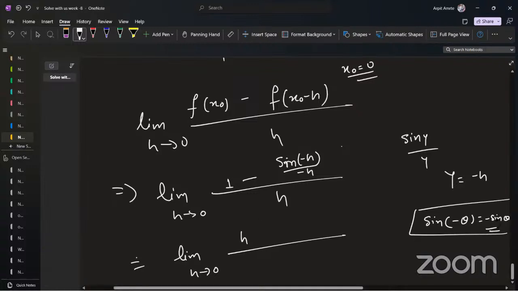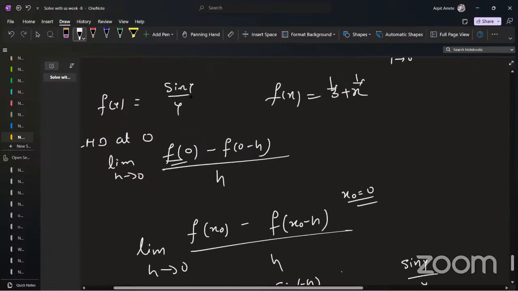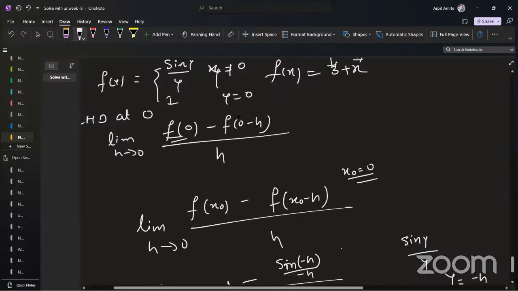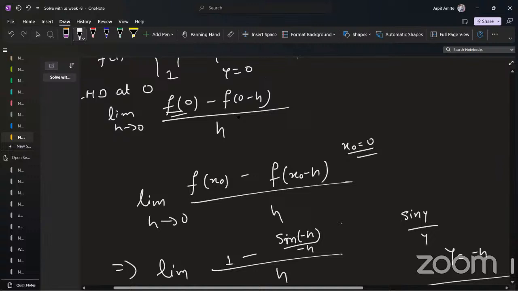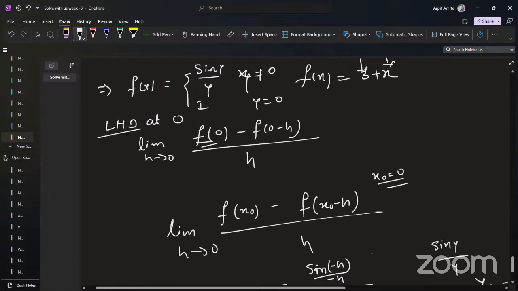Sir, this f of x0 became 1. How did that happen? F of 0 is what? Basically, this function is defined like this: sine y by y when y is not equal to 0, and 1 when y is equal to 0. So that's why. Yes, sir, we are taking the minus sign here, 0 minus h, because of this left hand derivative. Okay. We are considering the left hand derivative.